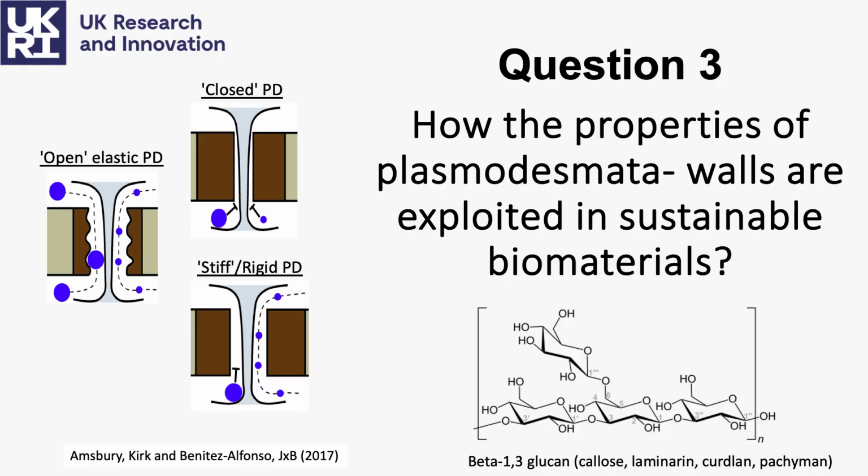To my final question, which relates to biomaterials: how can we use this information to look at sustainable biomaterials? We now know that callose is a key player in the regulation of these channels. It accumulates around plasmodesmata and either closes the channel or makes it more stiff. In any way, it does modify the transport through these channels.